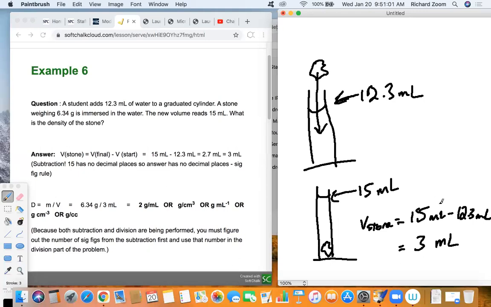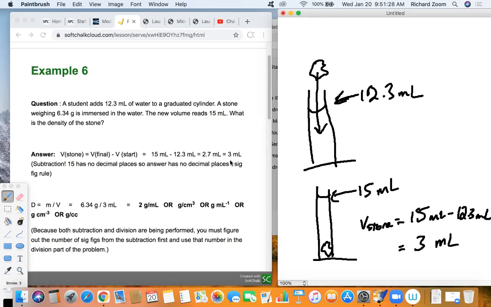Now what we're dealing with here is a 1 decimal place difference. So this is 0 decimal places, this is 1 decimal place. So the answer comes out to be 0 decimal places. I have no choice but to use that in the next part. That's where the 6.34 grams divided by 3 mils comes into play. So we're mixing operations here. That's the difference between this example and the previous one.